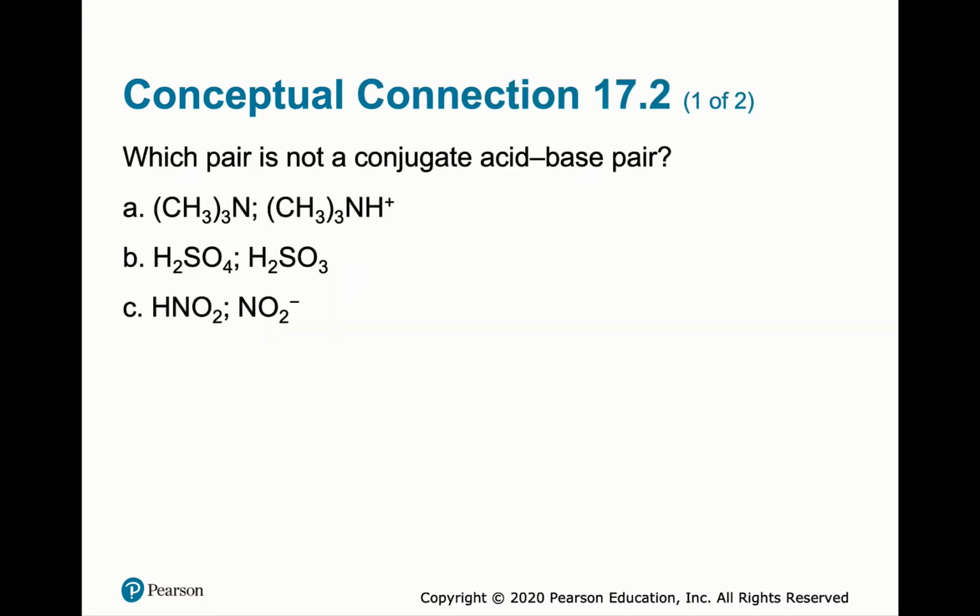So which pair is not a conjugate acid-base pair? It's B because the oxygens have changed. Notice the other ones are losing a hydrogen. This one here, the oxygens have changed. These are just two different acids, sulfuric and sulfurous acid, respectively.